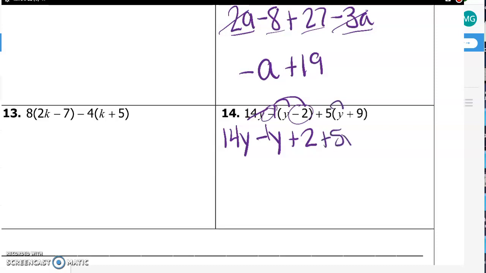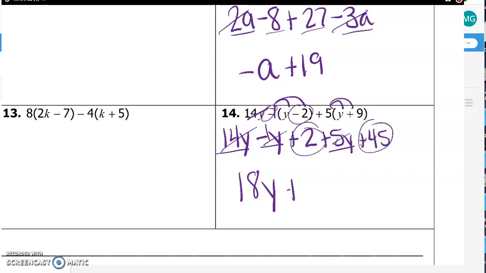Plus 5y plus 45. So 14y minus 1y plus 5y gives us 18y. 2 plus 45 gives us 47. So 18y plus 47.